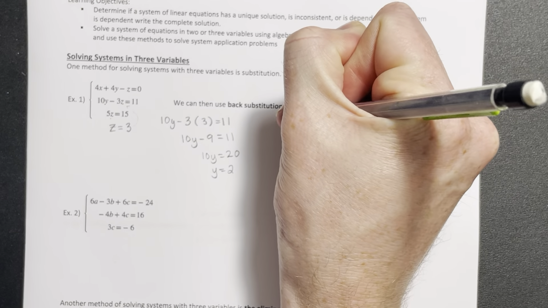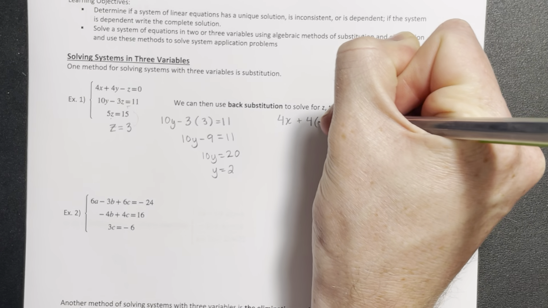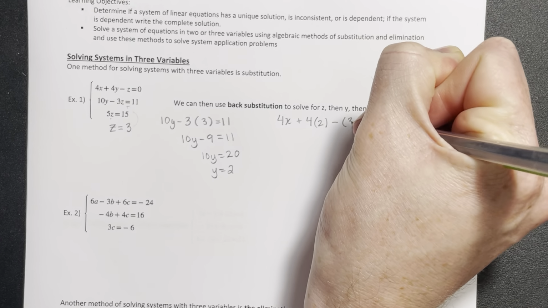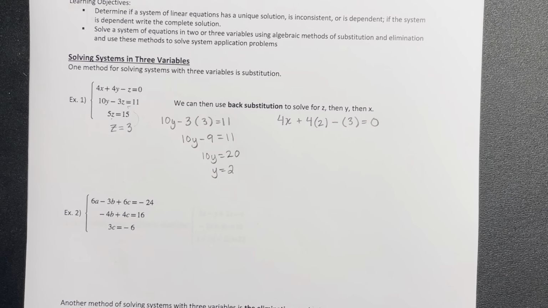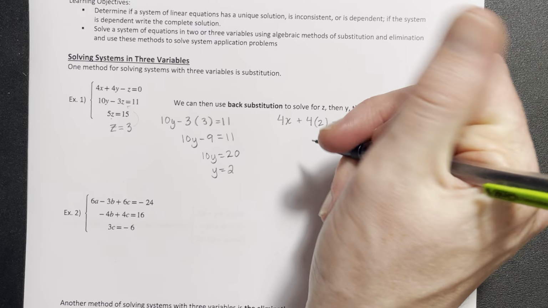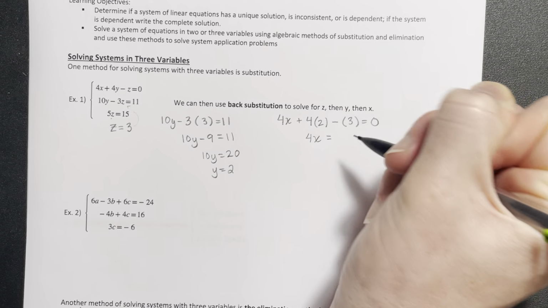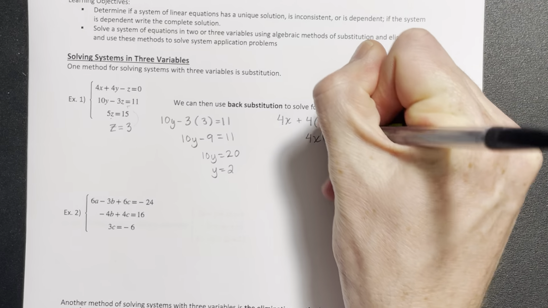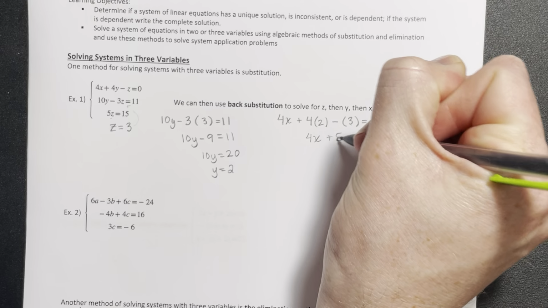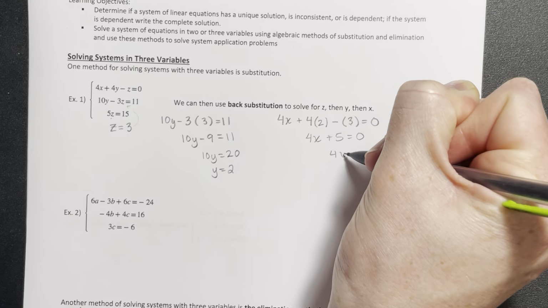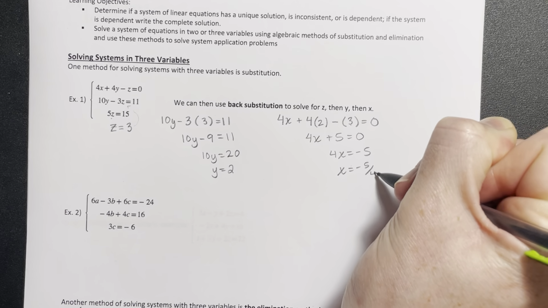The only unknown in this case is x, so we start plugging in y into the first equation and z as well. We now have 4x plus 4 times 2 minus 3 equals 0. Let's actually finish that first. 4x plus 8 minus 3 would be plus 5 equals 0. So 4x equals negative 5. And if I divide, we get negative 5/4.